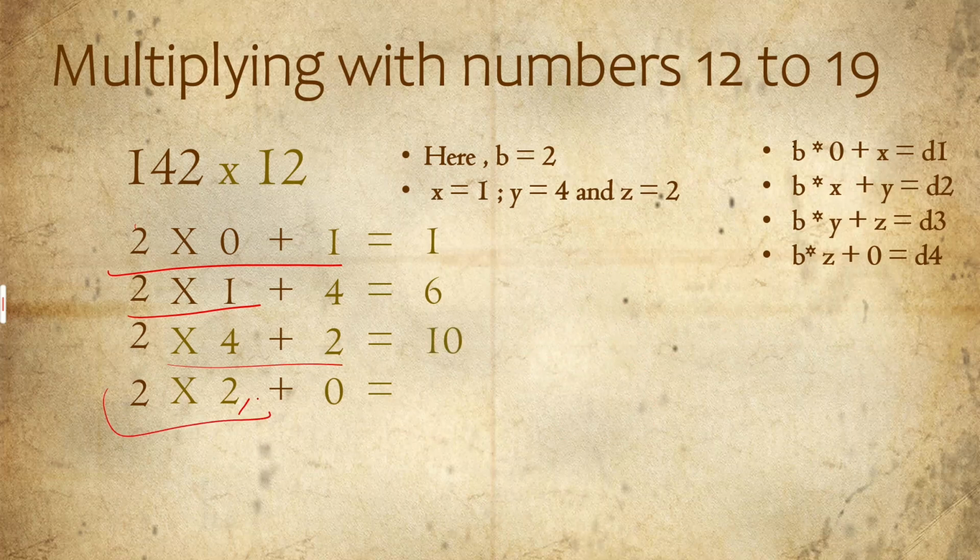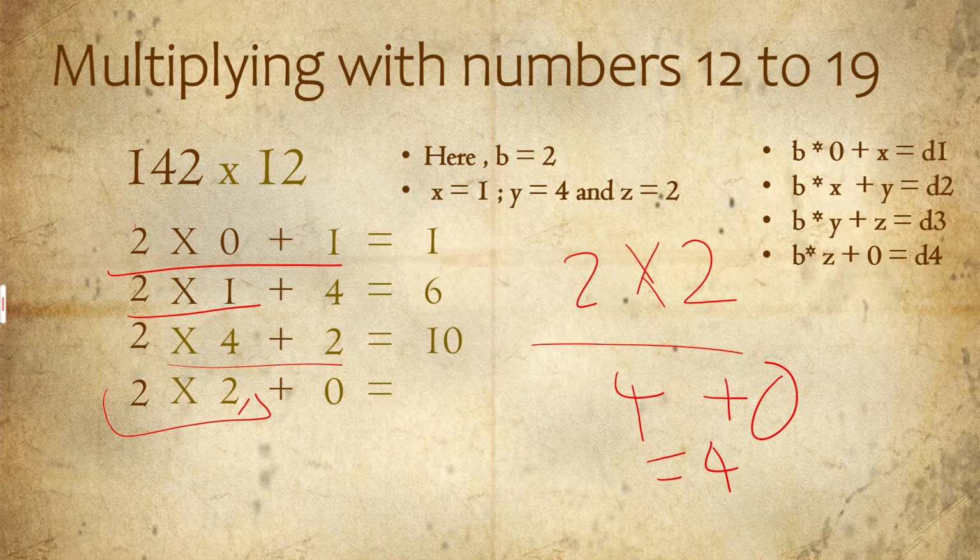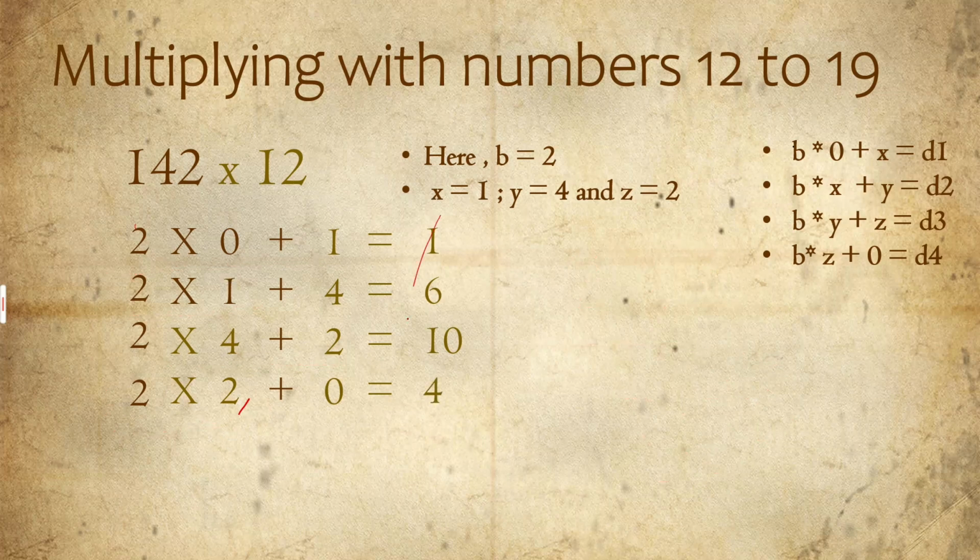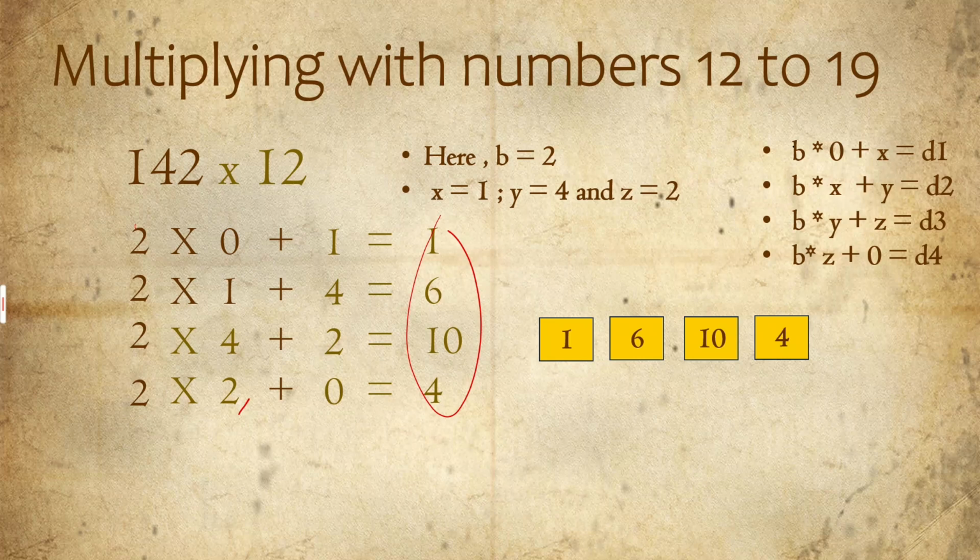In the next case, we have 2 into 2 plus 0. 2 into 2 is 4. 4 plus 0 is basically 4 as it is. That's it. Now we're going to be placing all of these digits that we have found one next to the other. 1, 6, 10, 4. Are we going to make that the final answer, 16104?